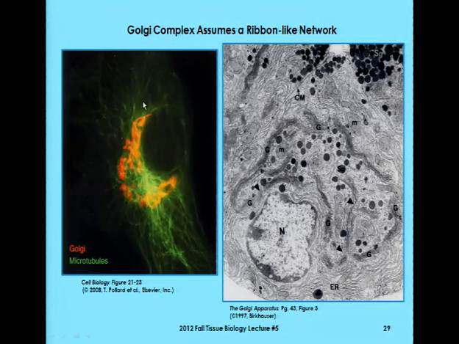Here's a higher mag view at the immunofluorescent level showing the Golgi in this micrograph as a yellow-orange complex or ribbon near the nucleus. We see the extensive array of microtubules. At the electron microscope level, the ribbon of Golgi is seen here.